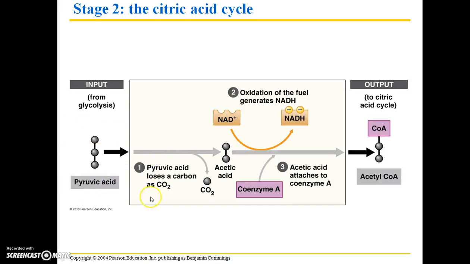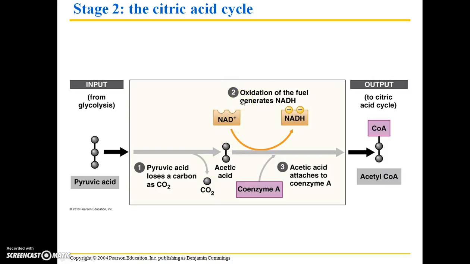First, before pyruvic acid can help with the citric acid cycle, it needs to lose a carbon. That carbon is lost in the form of CO2. So here we have that byproduct. And remember when I said that all of the CO2 that you breathe out was ultimately created in your mitochondria within your cells? Well, here that is. So pyruvic acid loses a carbon as CO2, and it becomes the 2-carbon molecule acetic acid.